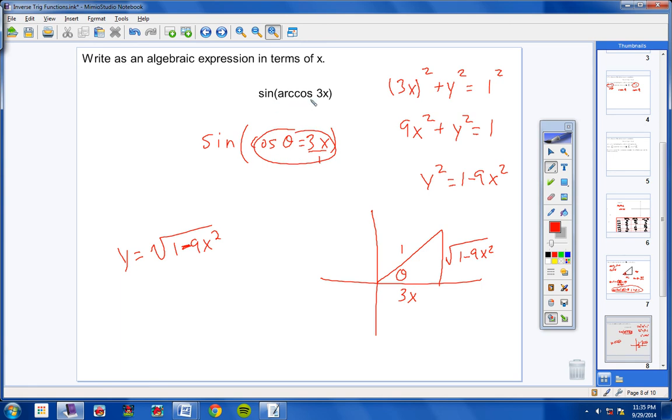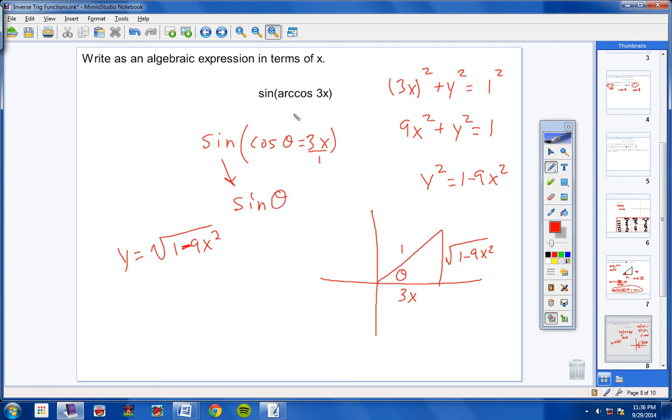Arc cosine of 3x means you're trying to find theta. So I wrote it like this. Cosine of theta equals 3x. And I drew my triangle here so I could see it. But now this whole parentheses right here really becomes theta. So I'm just left with, bring down your sine, I'm left with sine of theta. Let's go over that again, okay?